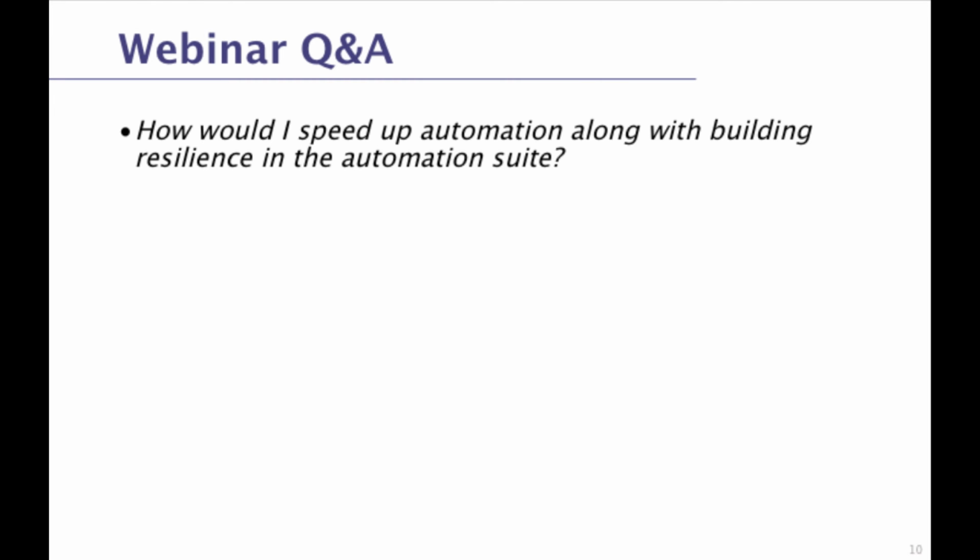A manager from TIAA asks, how would I speed up automation along with building resilience in the automation suite? Yeah, how would I speed up automation and have resilience at the same time? Well, speeding up automation, we've really talked about it, Eggplant AI auto-generating your test scripts massively improves automation. So you spend a little bit of time at the beginning building out your model, but then your productivity curve is huge because you don't write the scripts, it does.